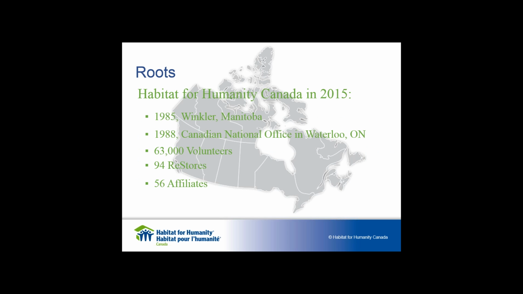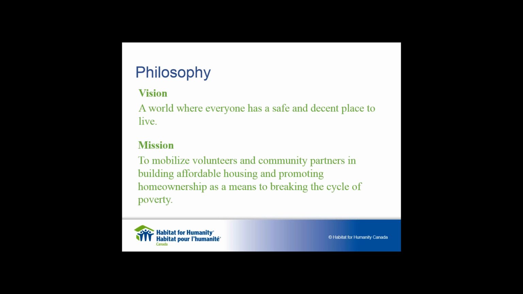But at the same time, each of the national organizations of Habitat for Humanity has its own distinct identity for sure. Habitat for Humanity Canada was established in 1988, but our first homes were actually built in Winkler, Manitoba in 1985. The national office is currently located in Toronto, and we have a satellite office in Waterloo maintained to this day.